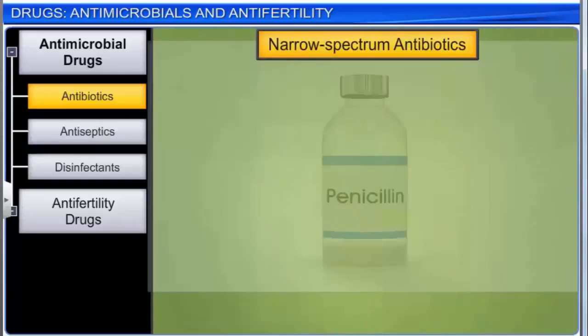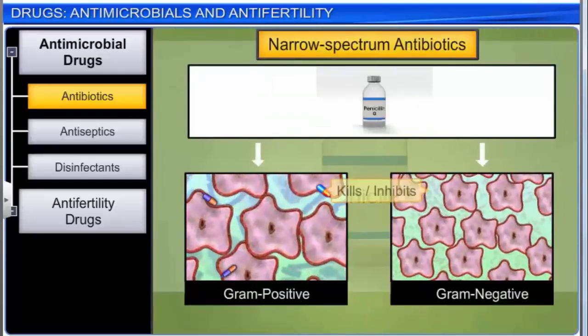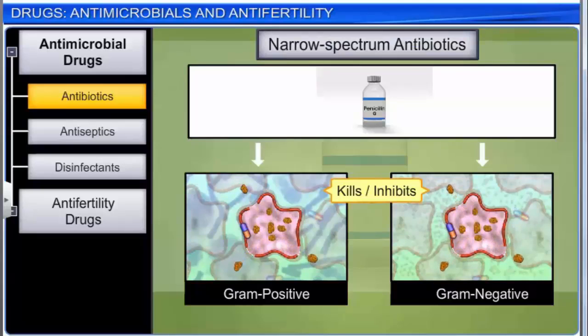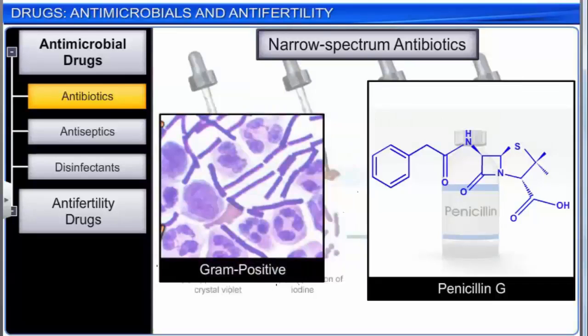Narrow-spectrum antibiotics, on the other hand, are active against gram-positive or gram-negative bacteria, but not against both. Penicillin G is a narrow-spectrum antibiotic which is effective against gram-positive bacteria.